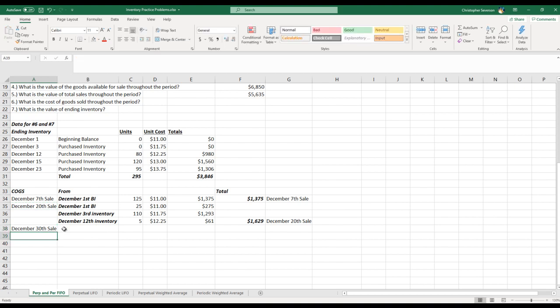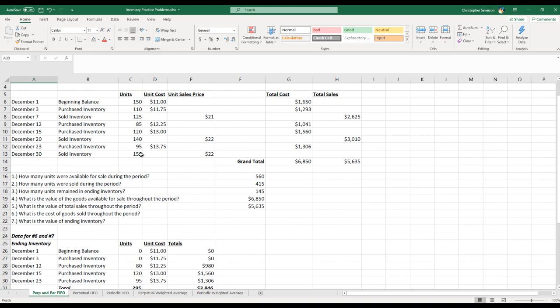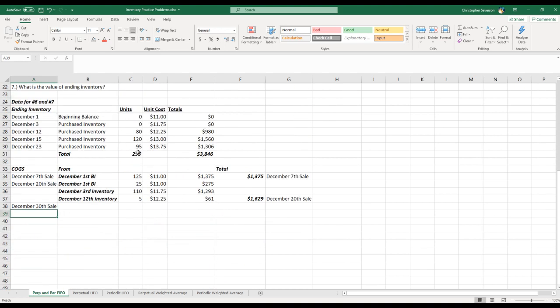So in this case, we need to look at what we have left. Well, first of all, what do we need to sell? We need to sell 150 units. The first layer we have is December 12th. We have 80 units. So we're going to pull that. And then we're going to update that. It was $12.25 we just used. We did the math there. It looks like everything was already multiplying.